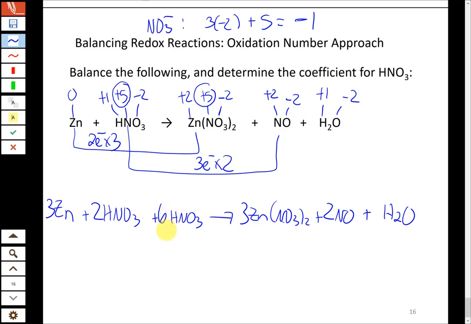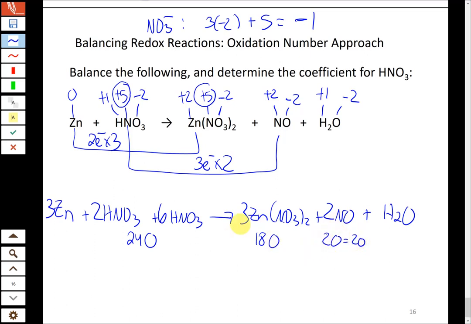And then to make sure water is balanced, this is the one that's going to be a little bit more of a hassle, but for water what we have is, on the reactant side right now, we have 2 times 3 is 6 plus 18, so we have 24 oxygens on the left side. On the right side, what we have so far is 6 times 3 is 18, plus 2 is 20.